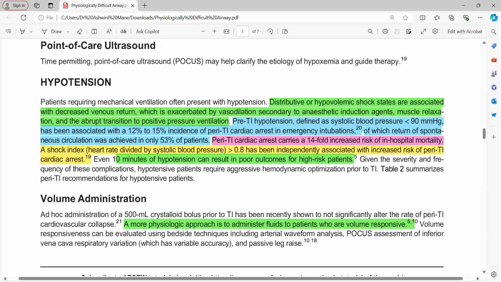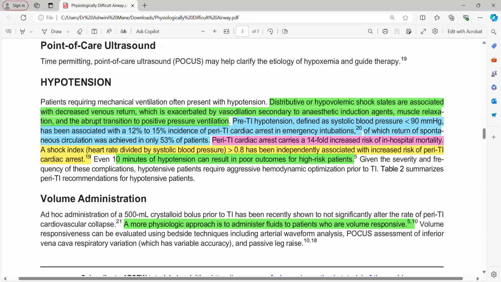Peri-tracheal intubation hypotension is defined as systolic blood pressure less than 90 mmHg, and it is associated with a 12% to 15% incidence of peri-tracheal intubation cardiac arrest, of which return of spontaneous circulation will be achieved in only 53% of patients. So peri-tracheal intubation cardiac arrest carries a 14-fold increased risk of hospital mortality.